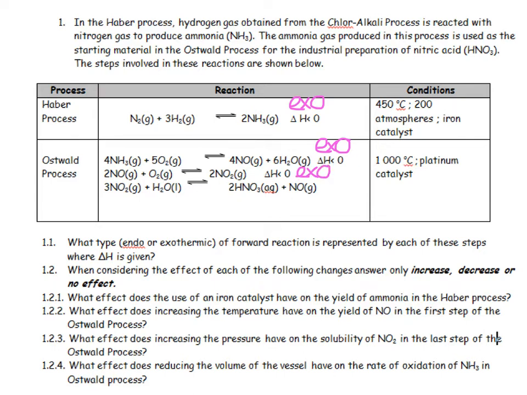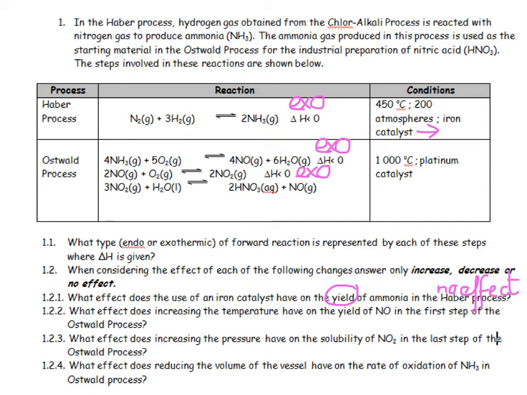When considering the effect of each of the following changes, answer only increase, decrease, or no effect. What effect does the use of an iron catalyst have on the yield of ammonia? Now a catalyst will make the reaction go faster, but it does not change the yield at all. It will just create the same equilibrium more quickly. So what is the effect? It's no effect at all.